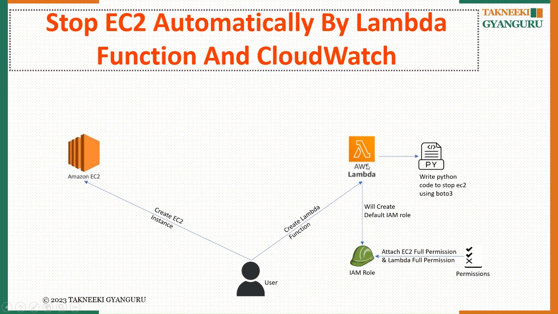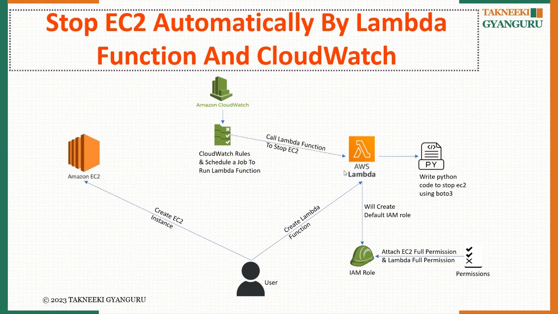In today's video, we will create the EC2 machine, then stop it through Lambda manually. Then we'll start it again through Lambda manually. Once it is tested, we'll go to CloudWatch and create a CloudWatch rule to schedule a job that will call this Lambda function.